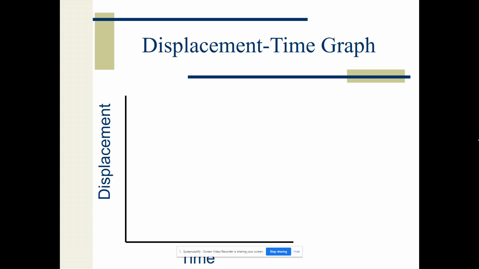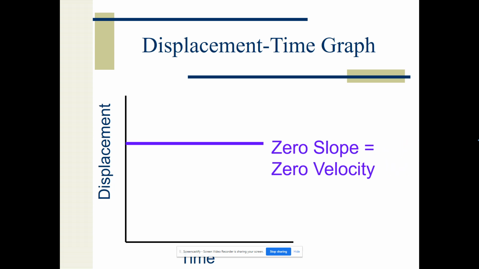Across the bottom, I'm going to plot out time, and across the vertical axis, I'm going to plot out displacement. Let's say we have a straight line going straight across with absolutely no slope at all. Well, take a look at the displacement. It stays in one spot the entire time. It doesn't move, kind of like me in my chair right now. I'm not moving, and therefore I have no velocity. Okay, so straight line right across, no slope, no velocity.